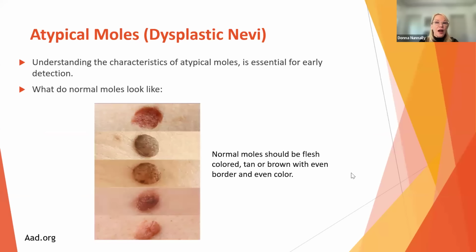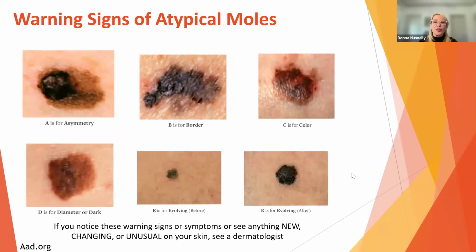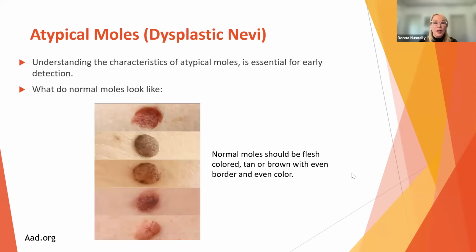So now that we've discussed non-melanoma skin cancers, let's shift our focus to another very important part of skin awareness. Atypical moles, or dysplastic nevi, certainly deserve our attention. Understanding the characteristics of atypical moles is crucial for early detection. But before talking about atypical moles, let's look at what some normal moles look like. Normal moles should be flesh-colored, tan or brown, with even border and even color.